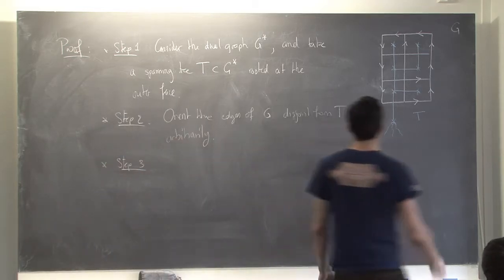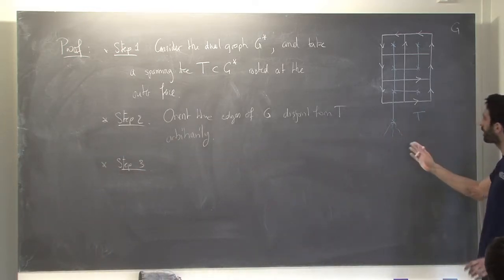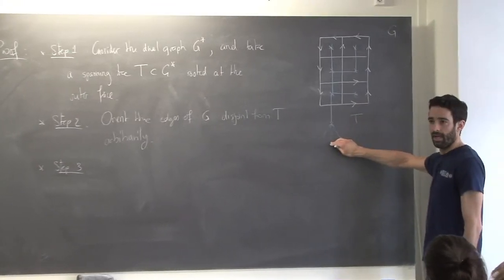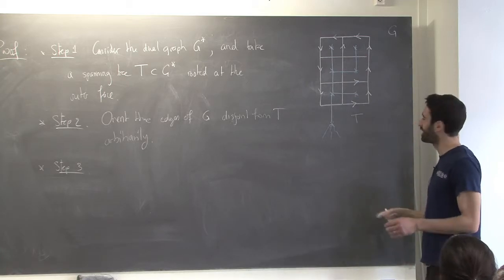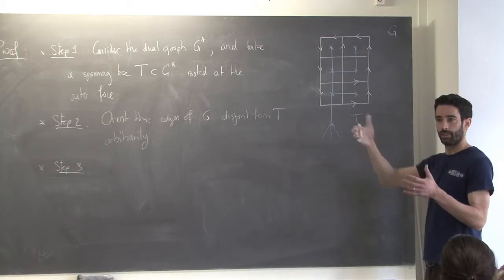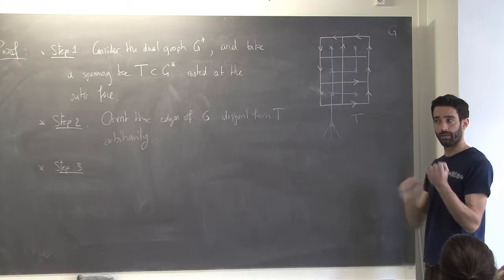Step 3, and this is where the root comes in. Now you really look at this as a tree that is rooted here, and you see that you have leaves. And now you will do what in English is called pruning the tree. It means you just remove the leaves one after the other.